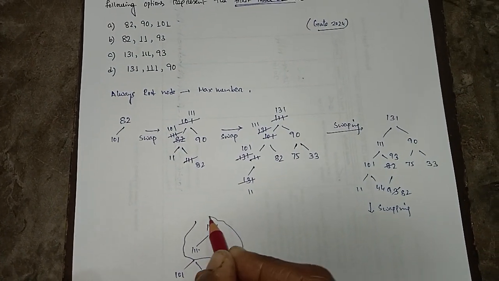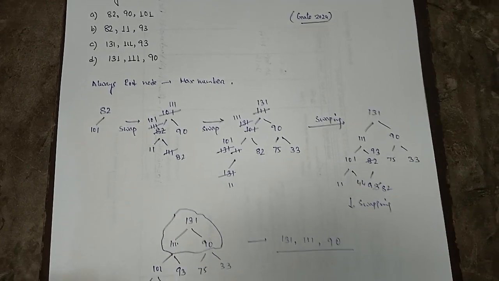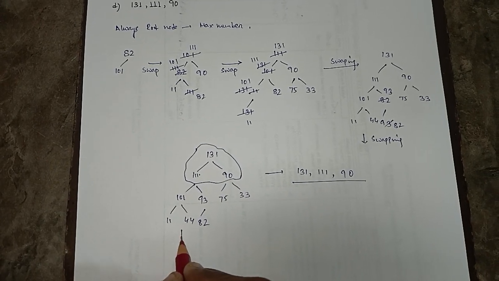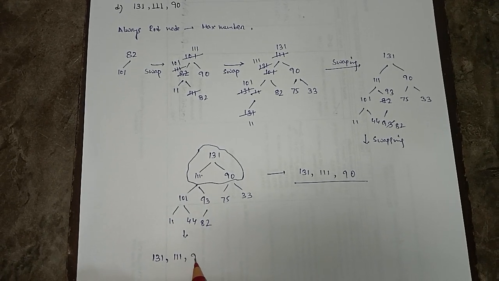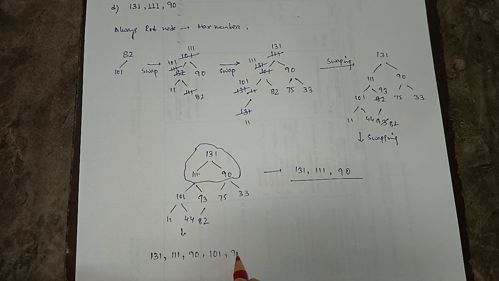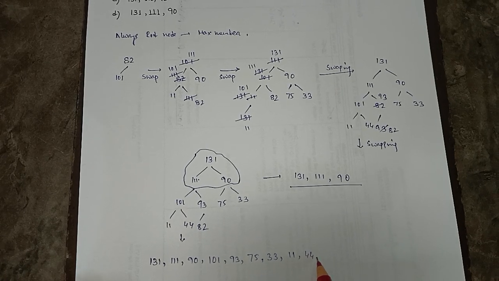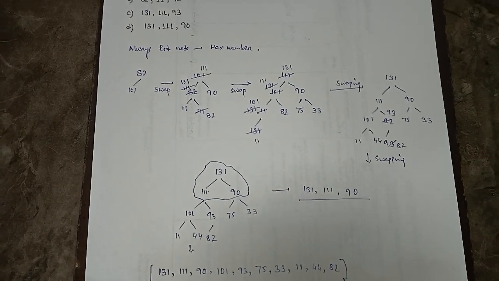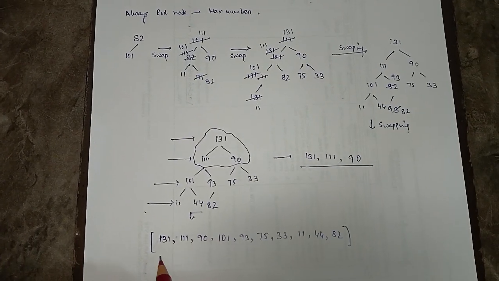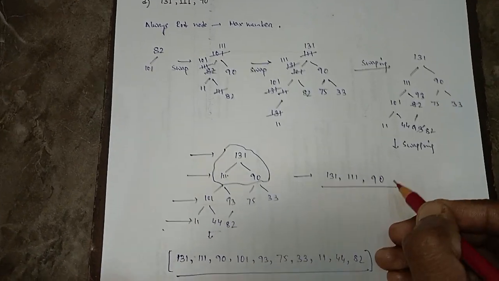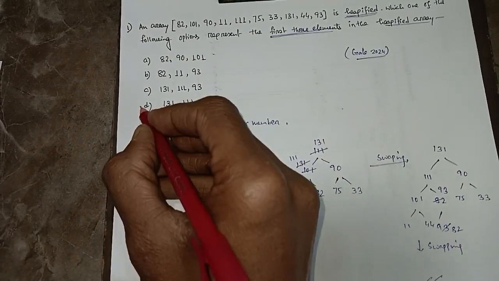The first three elements of the heapified array are 131, 111, and 90. The heapified array looks like 131, 111, 90, then 101, then 93, then 75, then 33, then 11, then 44, and last 82. So we go level by level, left to right. This is the heapified array, and the first three elements are 131, 111, and 90. So among all the options, option D is the correct answer.